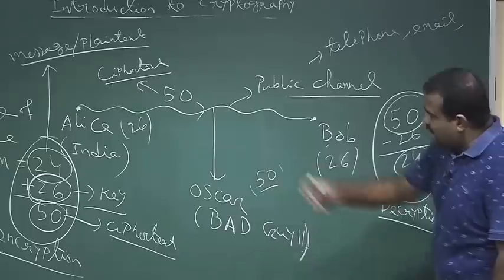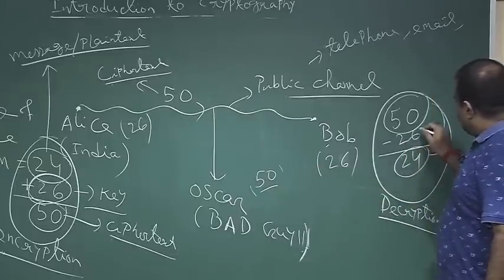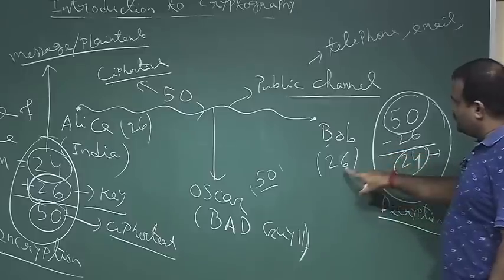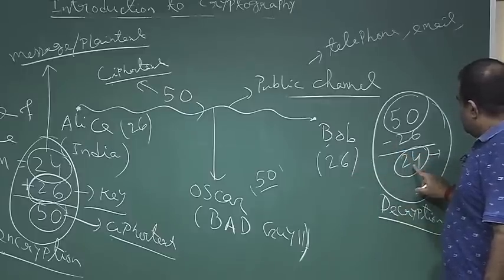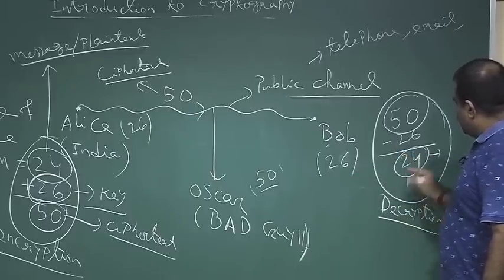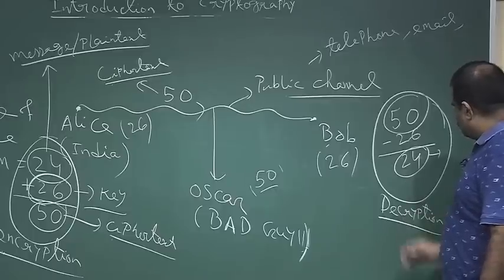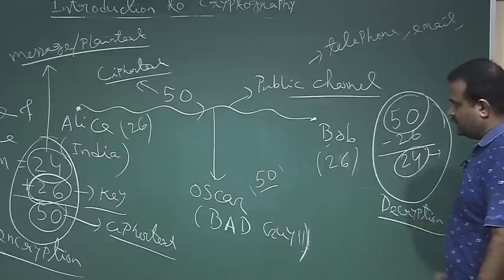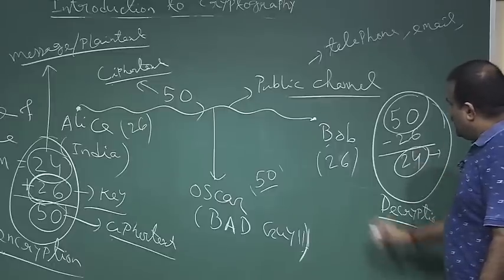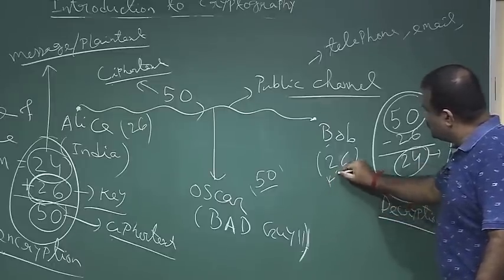Encryption was addition, so decryption has to be subtraction. So, Bob is subtracting this 26 and getting back the plain text, which is 24. This process is called the decryption process or the decryption algorithm, and this is the key, and Bob has to use the same key.